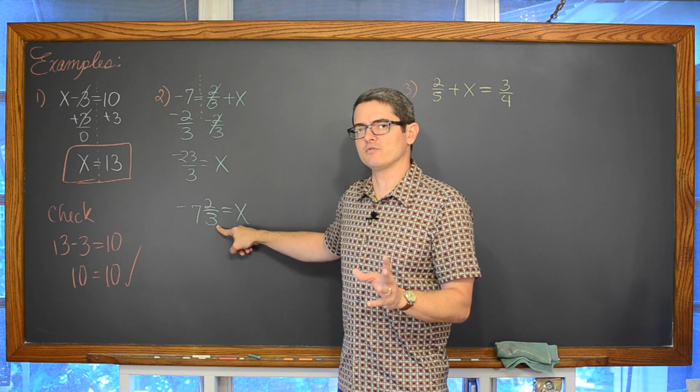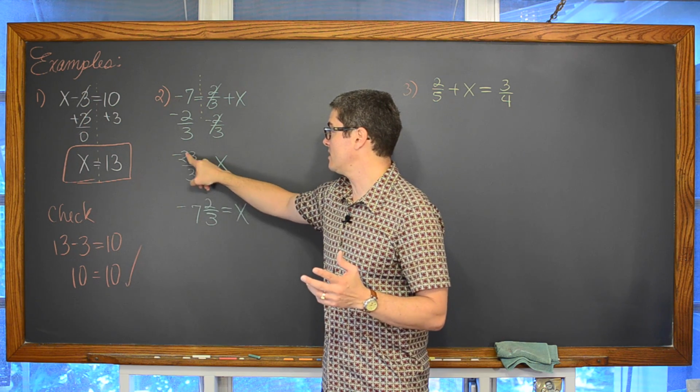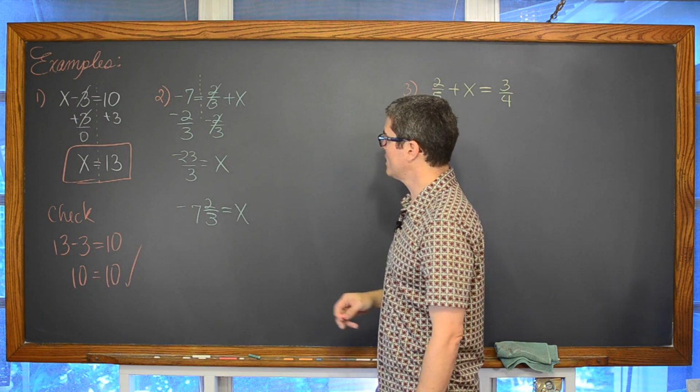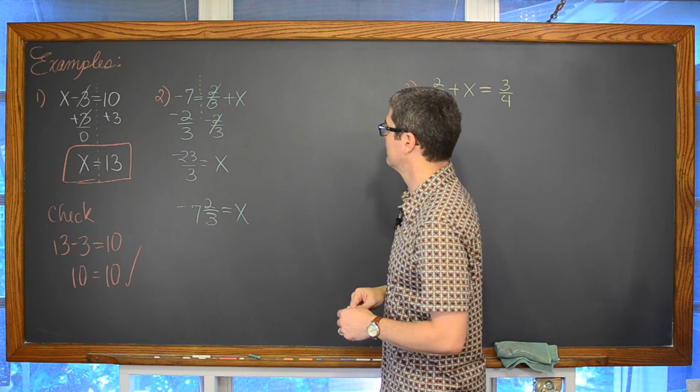Mixed fractions are wonderful for final answers. They're not good to work with, though. So if I want to check my answer, I'm going to go up here to negative 23 over 3. Notice I ignored that negative, by the way, as I went from improper form to mixed fraction form.